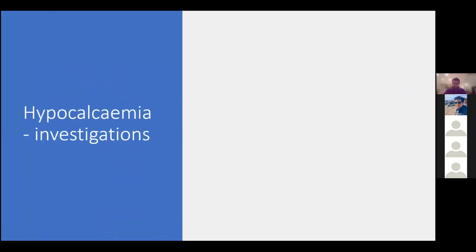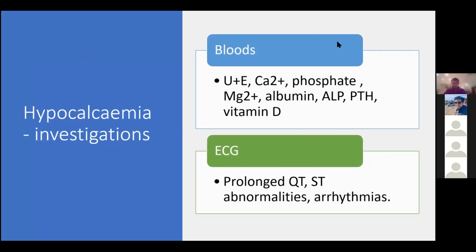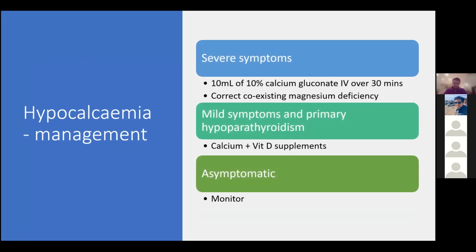So how do you investigate for hypocalcemia? So you can do blood tests, as I said before, and ECG. Usually they have a prolonged QT and ST abnormalities. How do you manage hypocalcemia? Depends on the severity of the symptoms. If it's mild symptoms, then you can just give them oral calcium and vitamin D supplements. If it's severe, then you want to replace the calcium IV with 10 mLs of 10% calcium gluconate. You also want to correct any underlying magnesium deficiency as well. If they're asymptomatic and it's a mild degree of hypocalcemia, you can actually just monitor them.